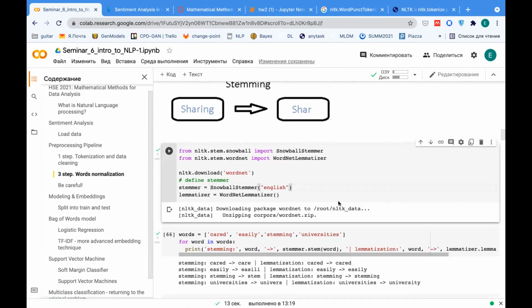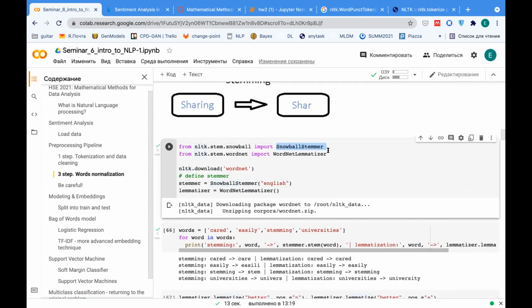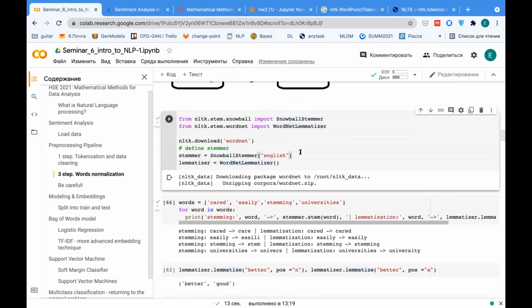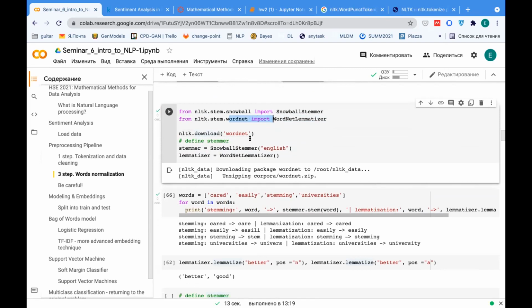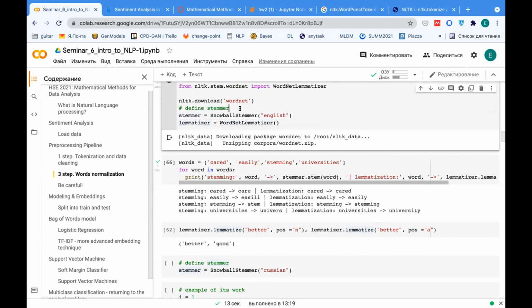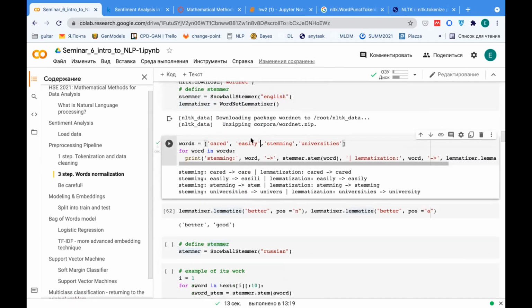So how to do, for example, stemming? Again, we use NLTK. We'll use the Snowball stemmer, and also we will use a lemmatizer, and we'll see how it works. Also, NLTK needs to load something for this library, and we will define our stemmer and lemmatizer. We can also define the language here, so it will be more suitable for the chosen language. And we'll see some examples.